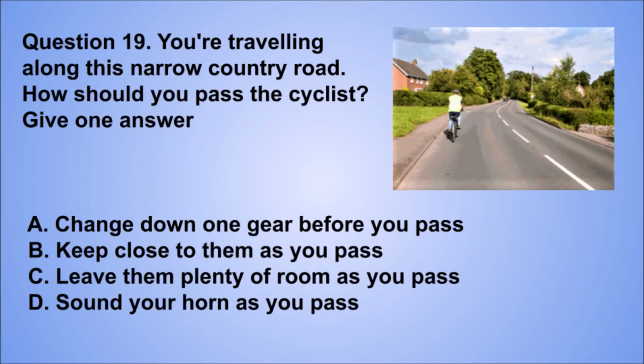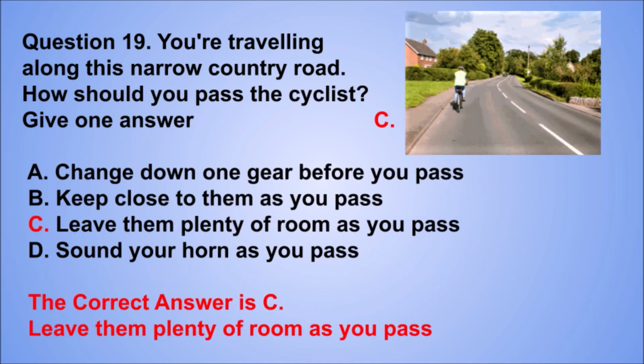Question 19. You're traveling along this narrow country road. How should you pass the cyclist? Give one answer. A. Change down one gear before you pass. B. Keep close to them as you pass. C. Leave them plenty of room as you pass. D. Sound your horn as you pass. The correct answer is C. Leave them plenty of room as you pass.